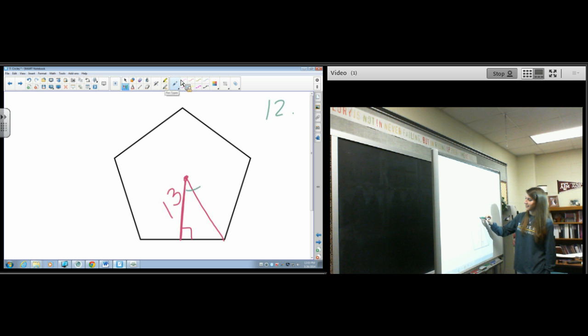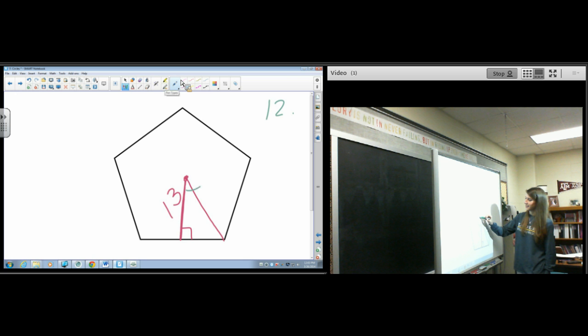Okay, almost. The circle has a radius of 10. Remember, when the shape's outside, the radius of the circle is going to be the apothem of the shape. Yeah, when the shape is outside.